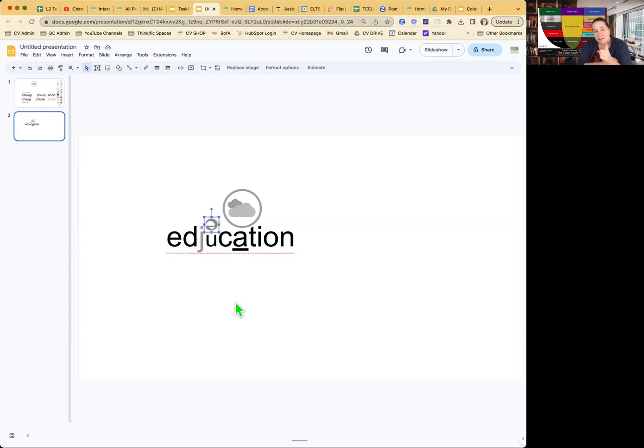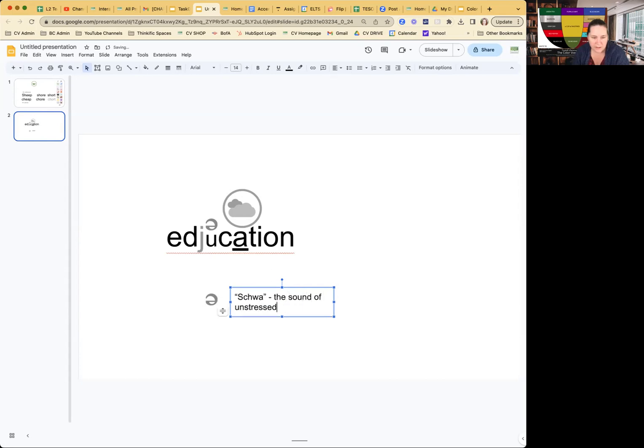That's two weeks from now. Our next topic is unstress. So this symbol is called schwa. And the meaning of it is we use it to talk about unstress. Schwa is for the sound of unstressed syllables. And what that means is they don't have a color. They become very small.